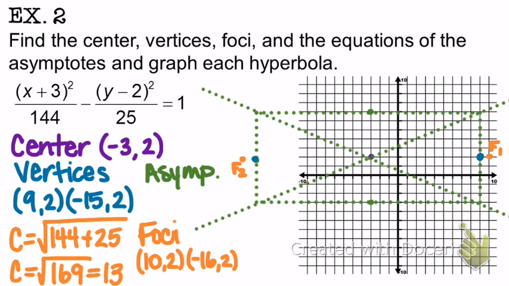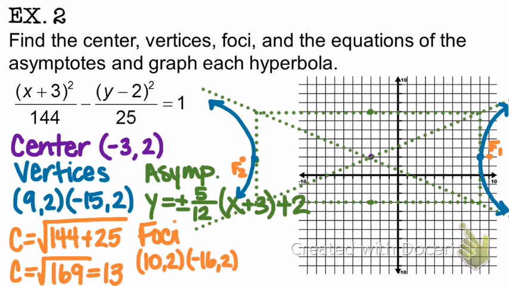Okay, for the asymptotes of this equation, we're going to start with y equals plus or minus. We're going to do the slope of the line again. So that's up 5 and over 12. Then it's going to be parenthesis x minus 3, plus your k, in this case, would be plus 2. Okay, then you're going to draw your hyperbola, opening left and right, as wide as your asymptotes.